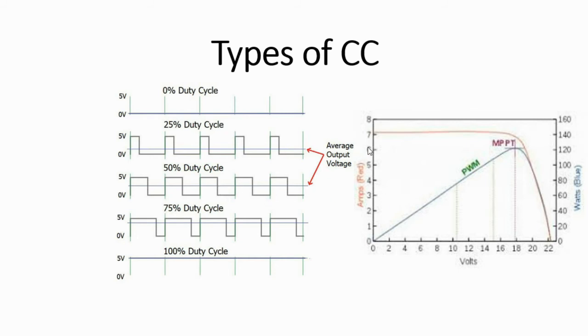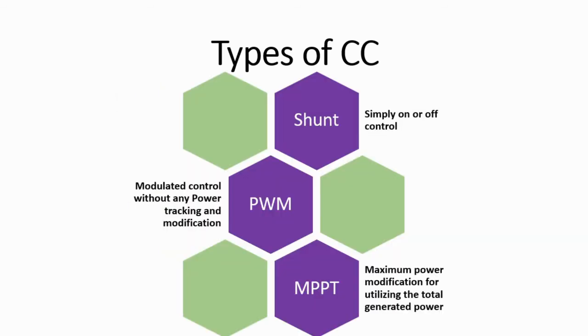Again, the maximum power point tracking type tracks the maximum power point line. The MPPT type charge controller modulates the extra power generated by the solar panel and utilizes the total power by contracting the charging time and speeding up the charging process. Well, now which charge controller will you choose? Actually, the shunt type is not available in the market.